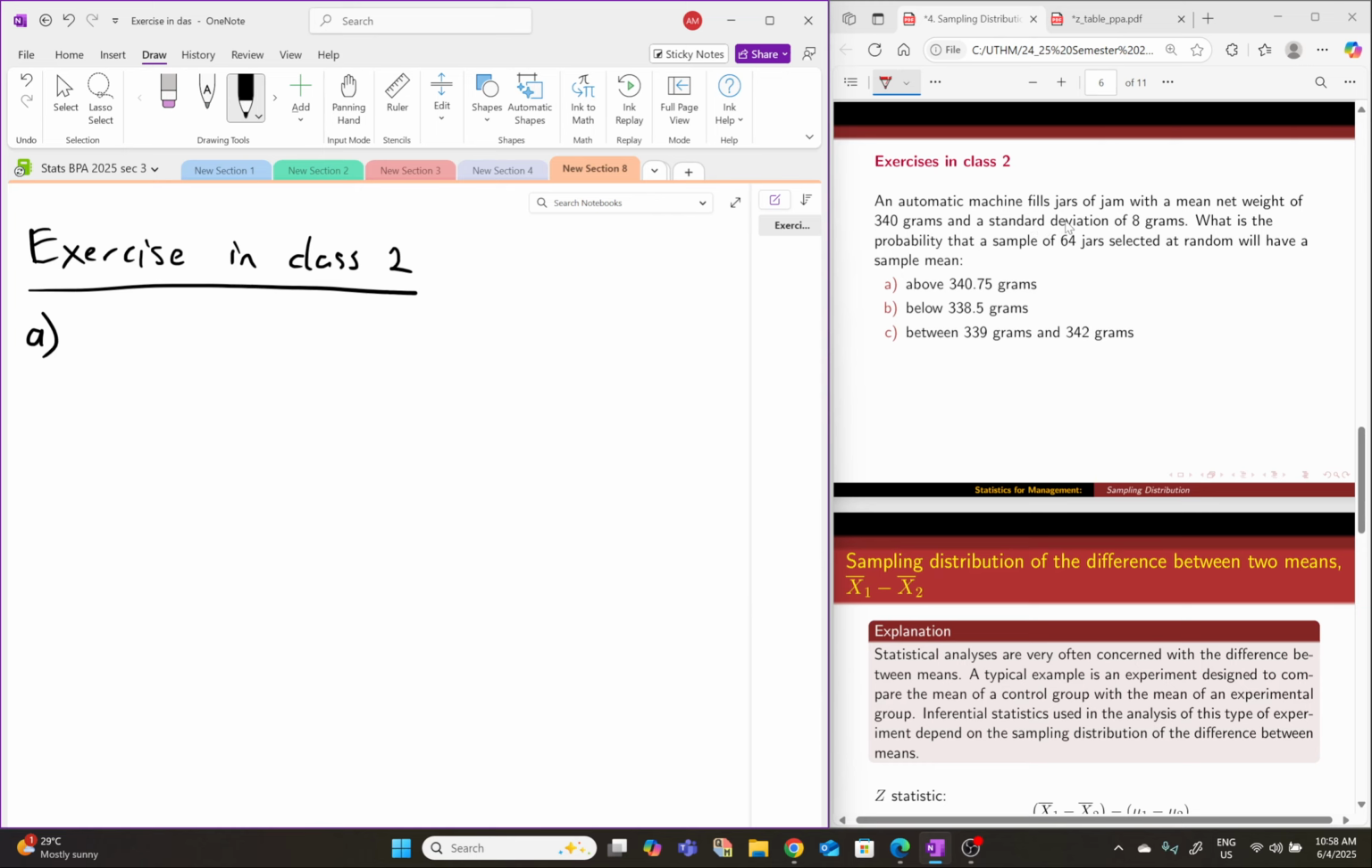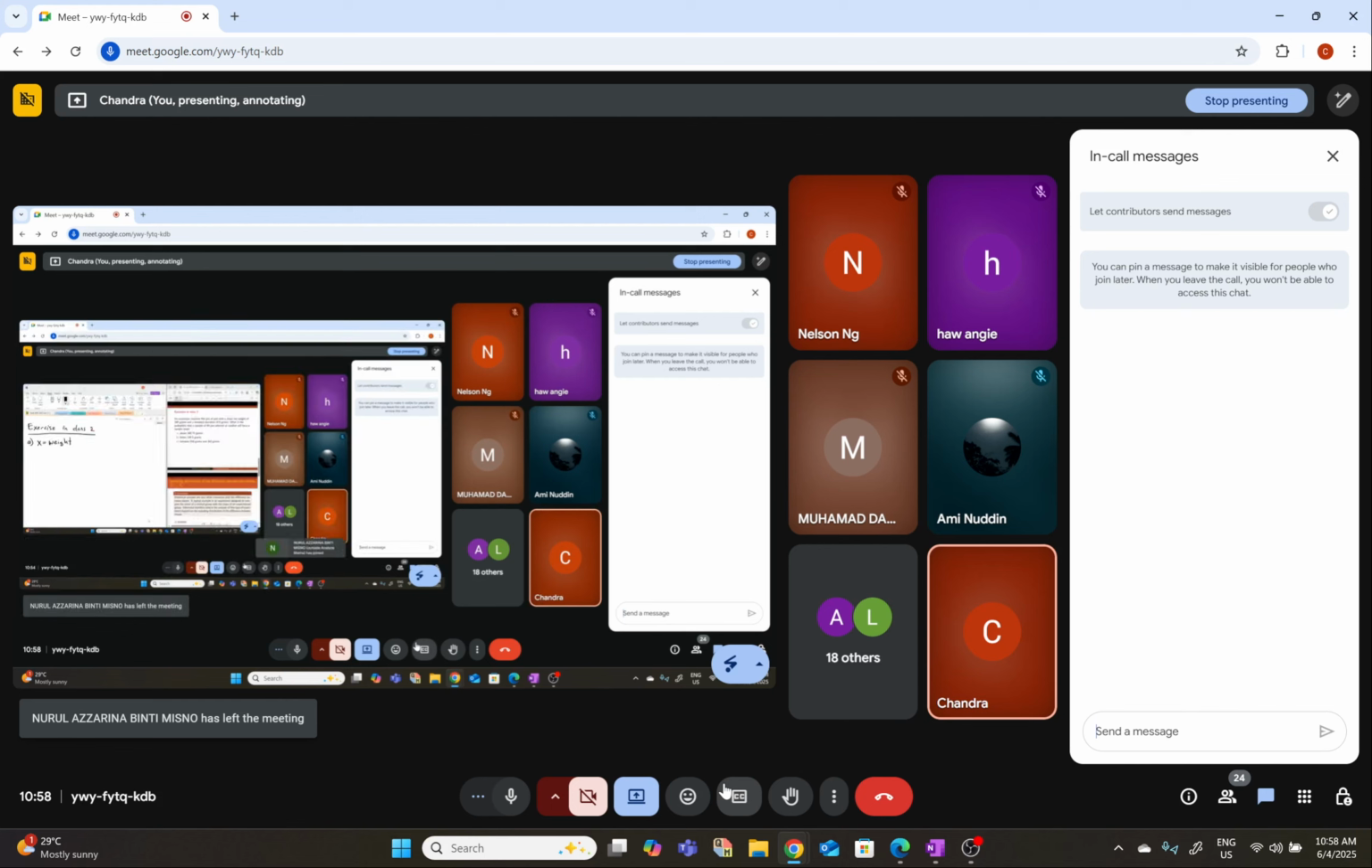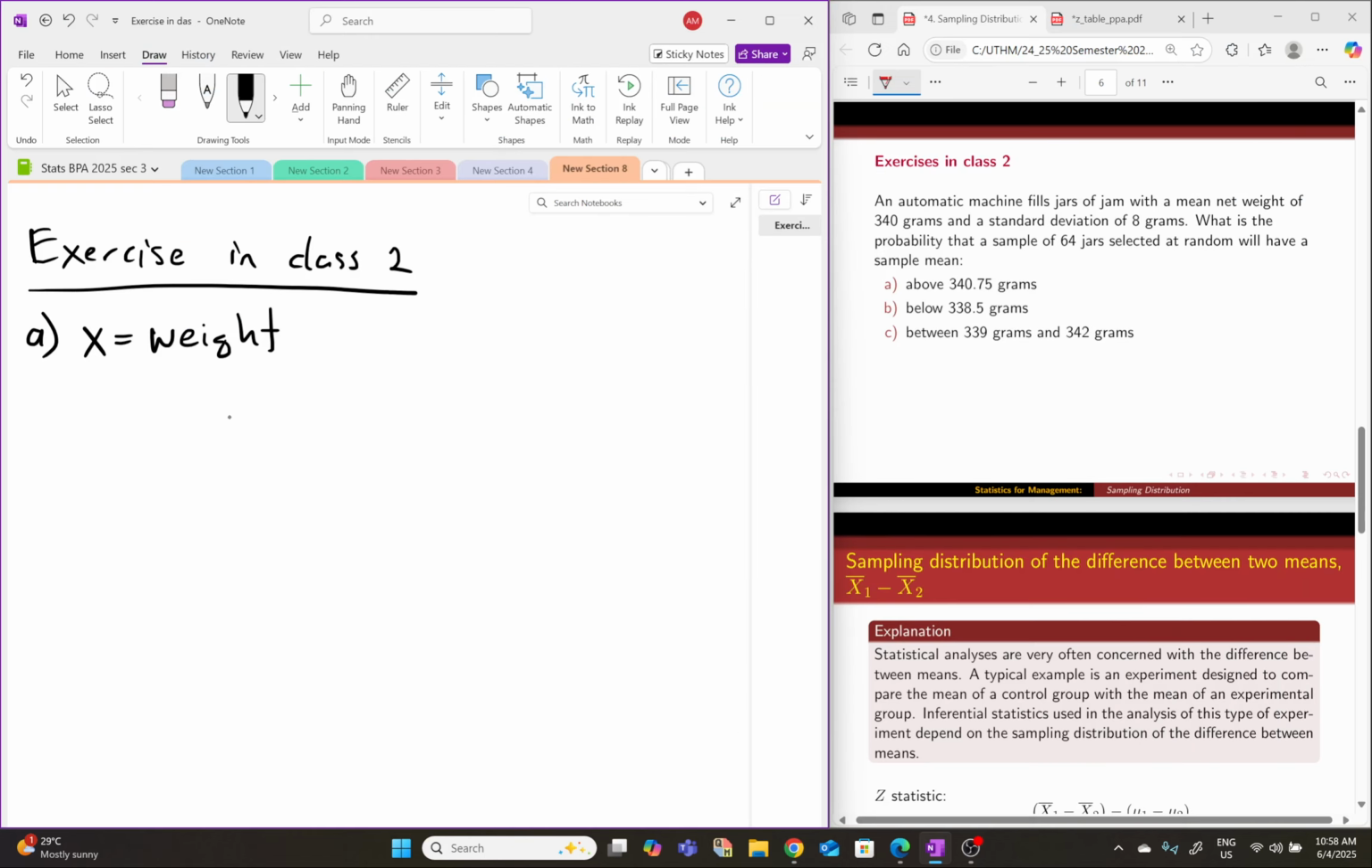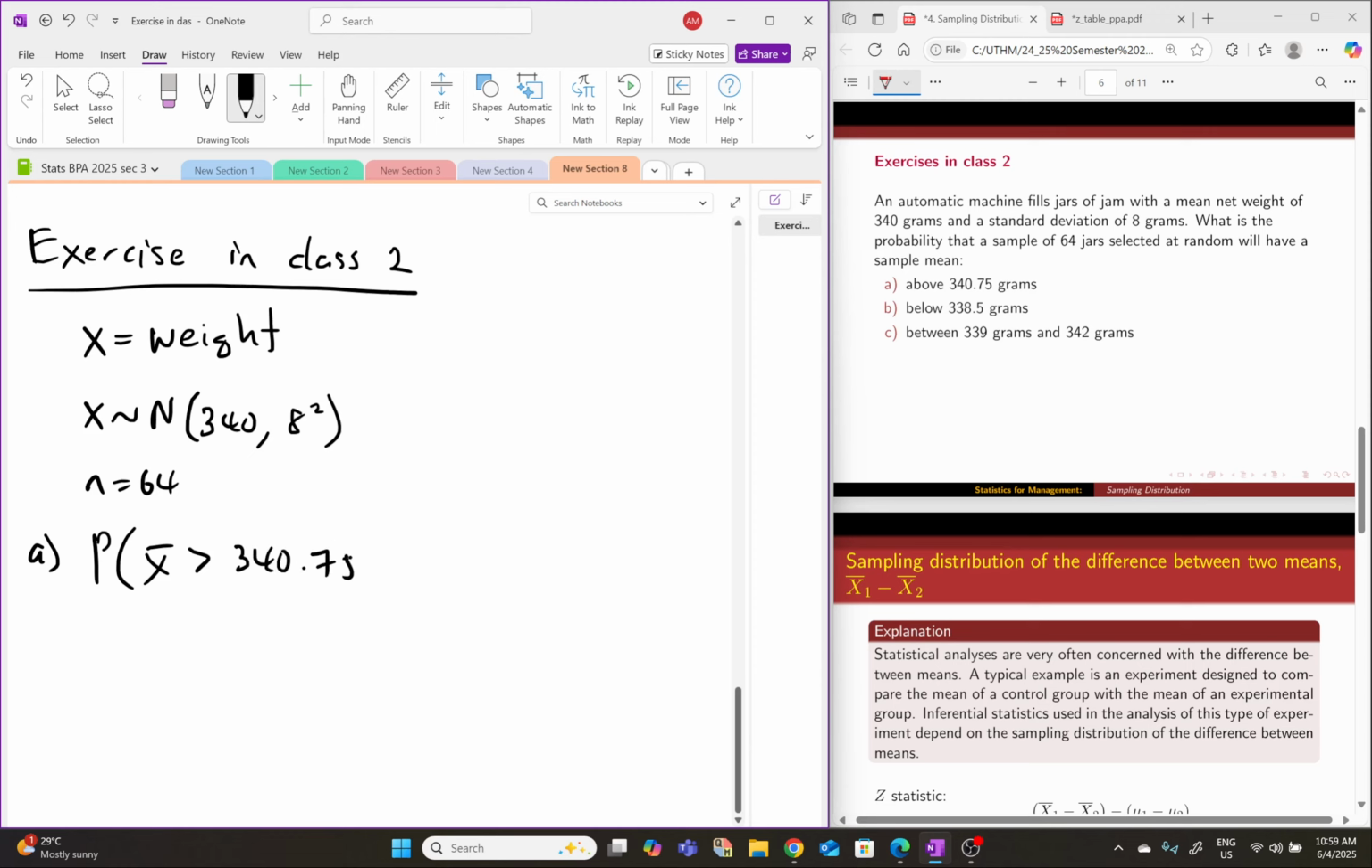An automatic machine fills jars of jam with mean weight, and weight is, distribution is, and the n is 64. X bar is 340.75 gram.